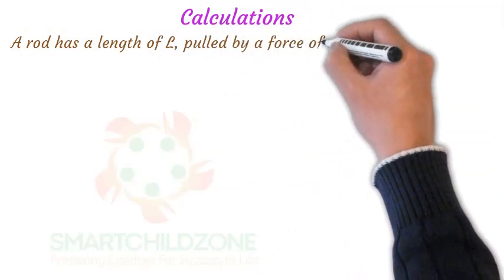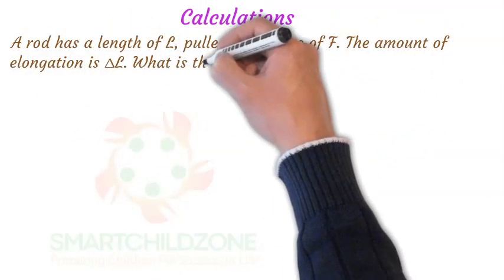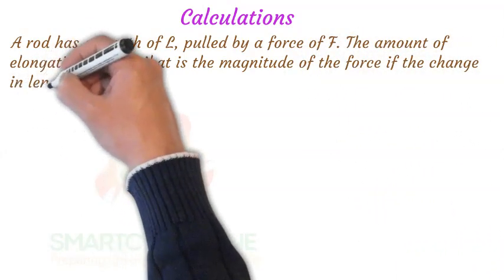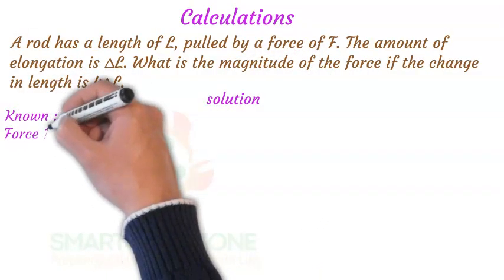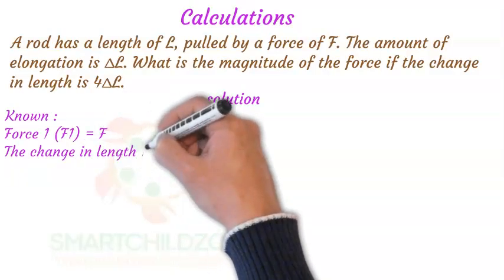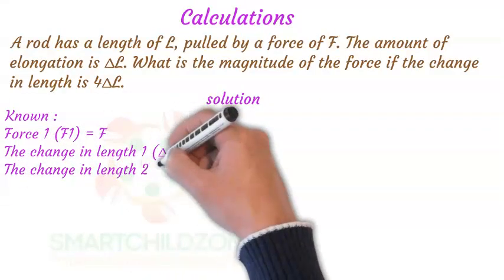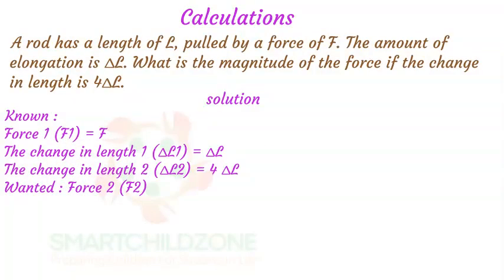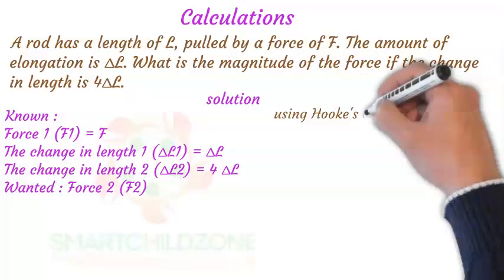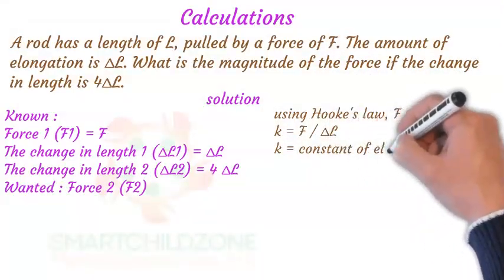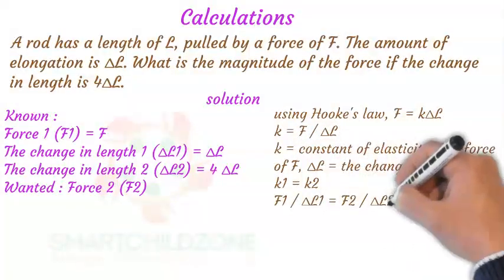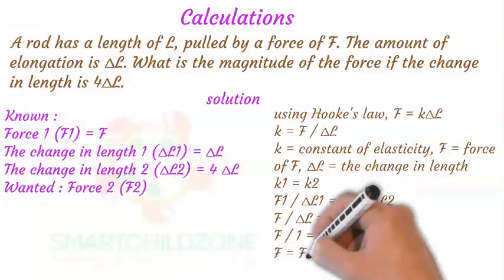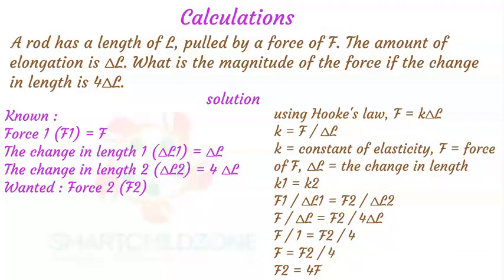A rod has a length of L, pulled by a force of F. The amount of elongation is change in L. What is the magnitude of the force if the change in length is 4 times? We can now use the equation of Hooke's law. Since the change in length is 4 times, the magnitude of the force will be 4 times.